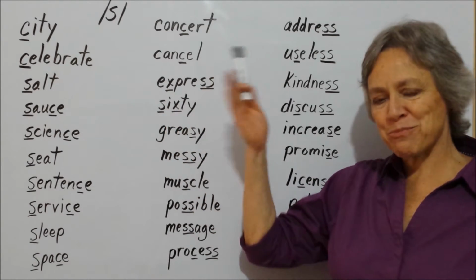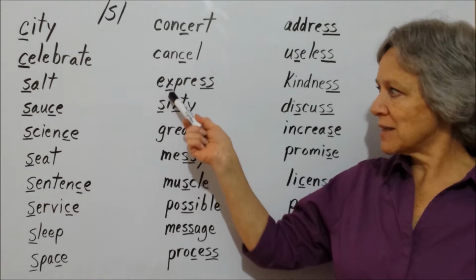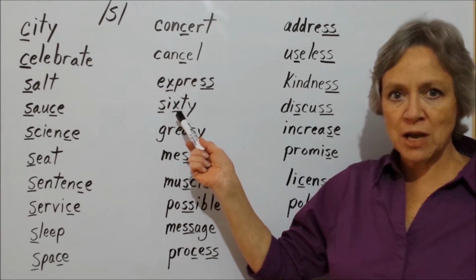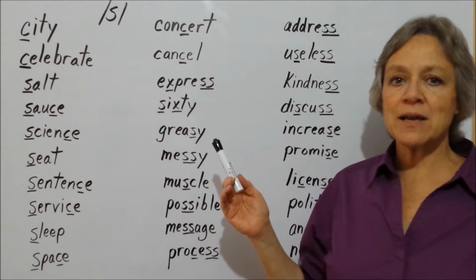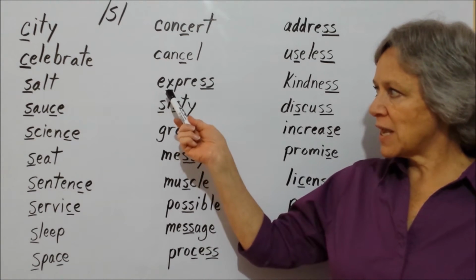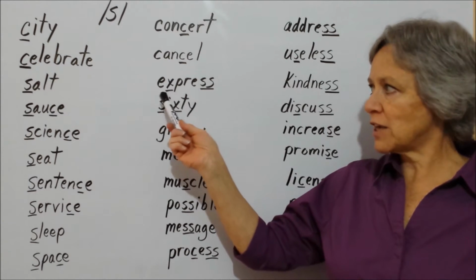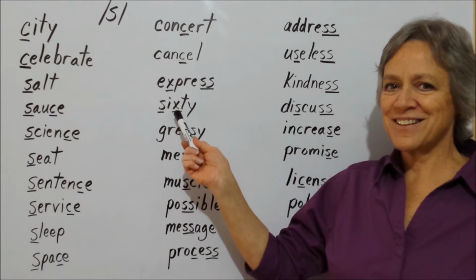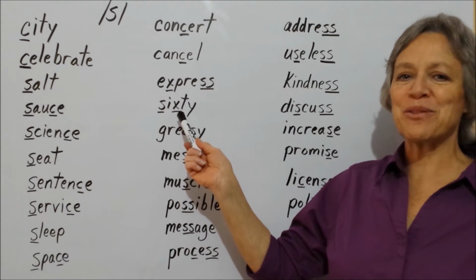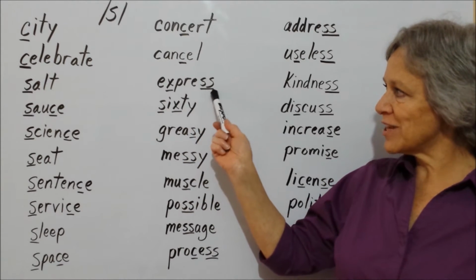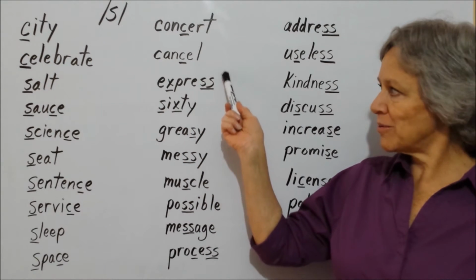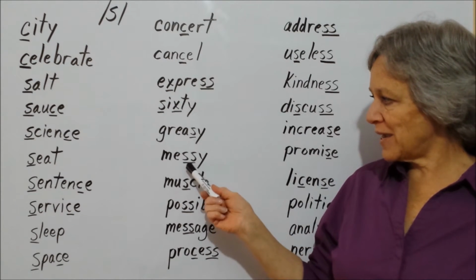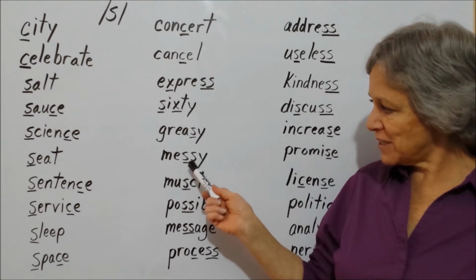Here, remember from the previous video that the letter X can make the S sound. In these two words, it makes two sounds. It makes K and it makes S. So this is express, express. And this is sixty, sixty, okay? Both the K and an S. Also, this word, of course, has the S sound at the end with the double S, okay? Here we have SY and SSY, another double S, greasy, messy.